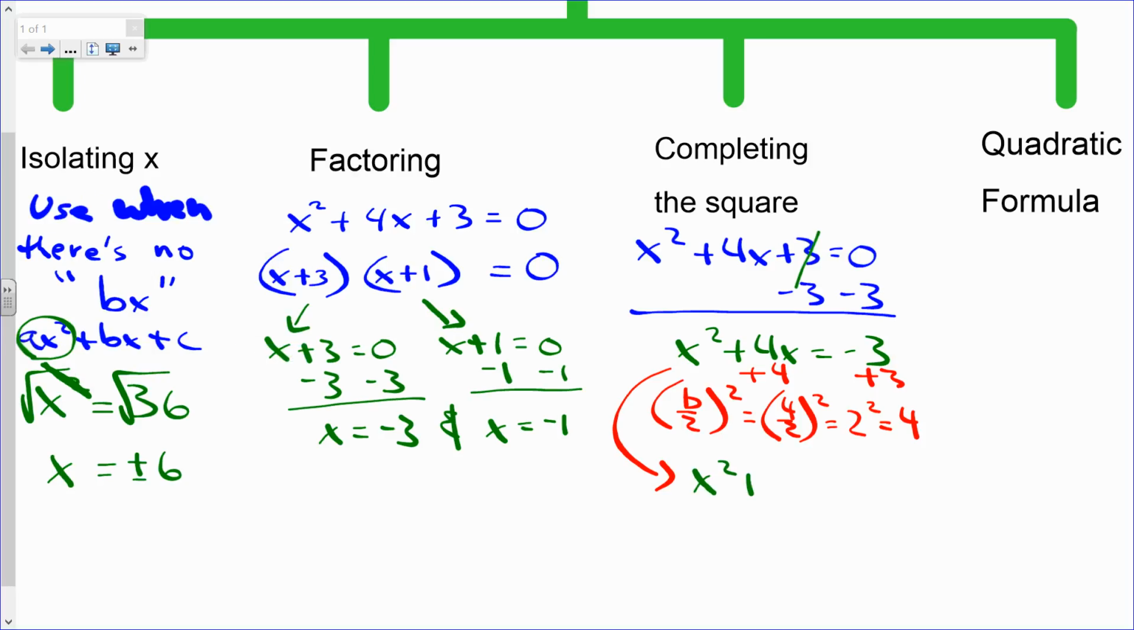x squared plus 4x plus 4 equals... I should have put a 4 here, my bad. Negative or positive 1, I guess. -3 plus a 4, positive 1. Here we go, positive 1.